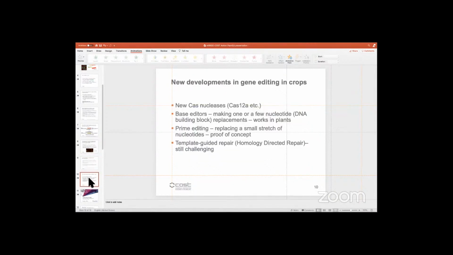So, new developments in gene editing in crops, some have already been mentioned. New Cas nucleases like Cas12a are already being used in plants. Base editors are being used and they work efficiently in plants. Prime editing is just starting. So replacing a small stretch of nucleotides is just proof of concept. And template-guided repair, homology-directed repair, is still very challenging in plants.